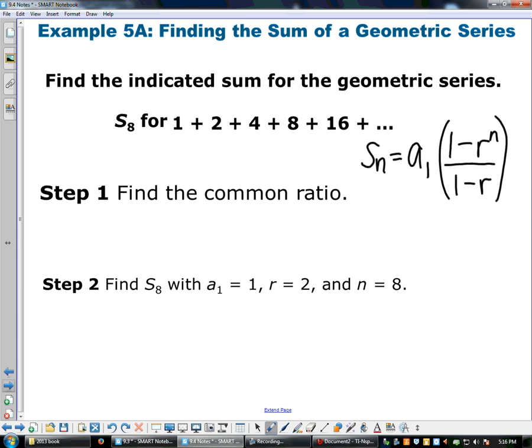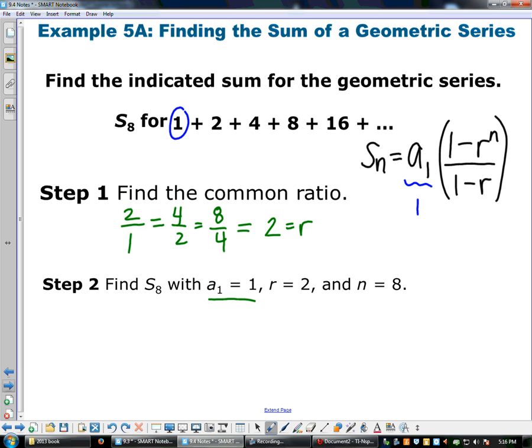So the first thing I need to know is, what is my value of r? My A sub 1, I already know. It's my first term here, so that is 1. That's given to me. So the only other thing I need is the r value, so our first step will be to find that. To find your ratio, I take the second term divided by the first term. That should equal the third over the second and the fourth over the third, and so on. Hopefully you agree that all of these are equal to 2. So my common ratio is equal to 2, which is summarized here in step 2 for you.